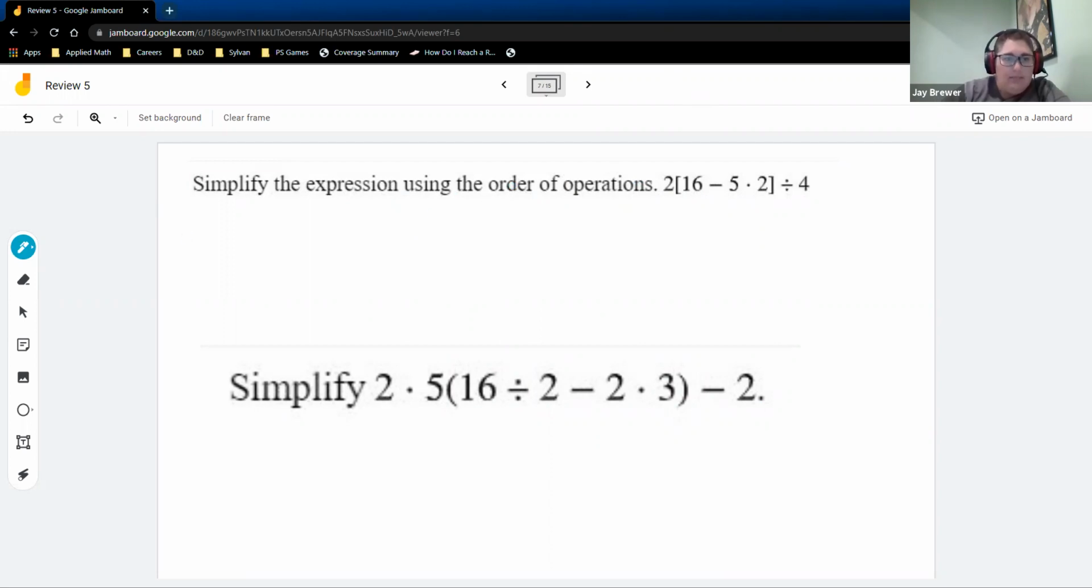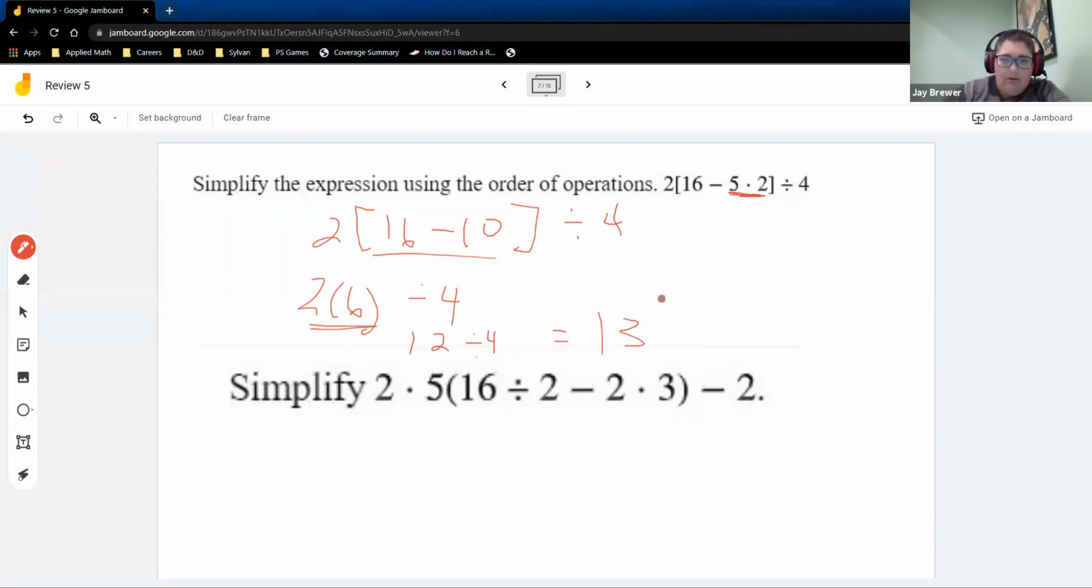Simplification was definitely something that students were struggling with, so I do want to go through a lot of these. Inside, you want to start with multiplying. So 2, we'll rewrite the 16. 5 times 2 will give us a 10. Divide by 4. Again, we want to do inside, so 2 times 6. And then when you see something like this, you want to go left to right the way you read. So 12 divided by 4, and our answer here is 3.